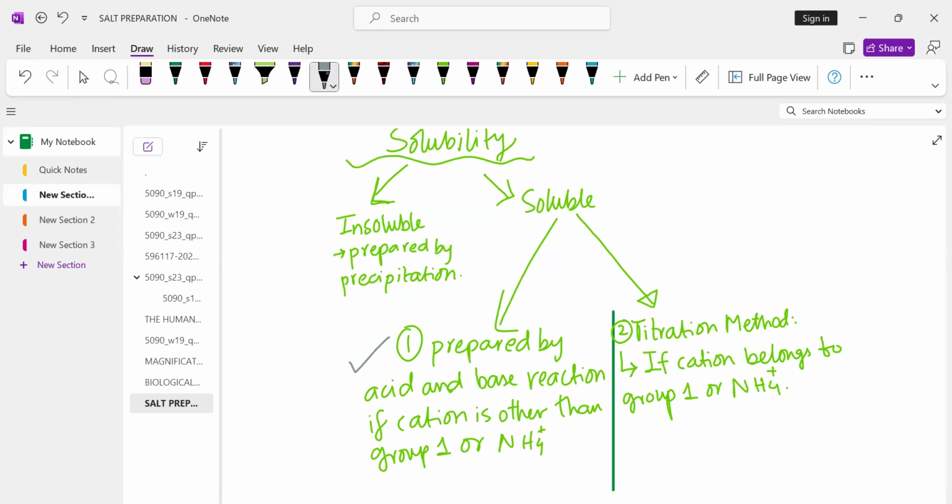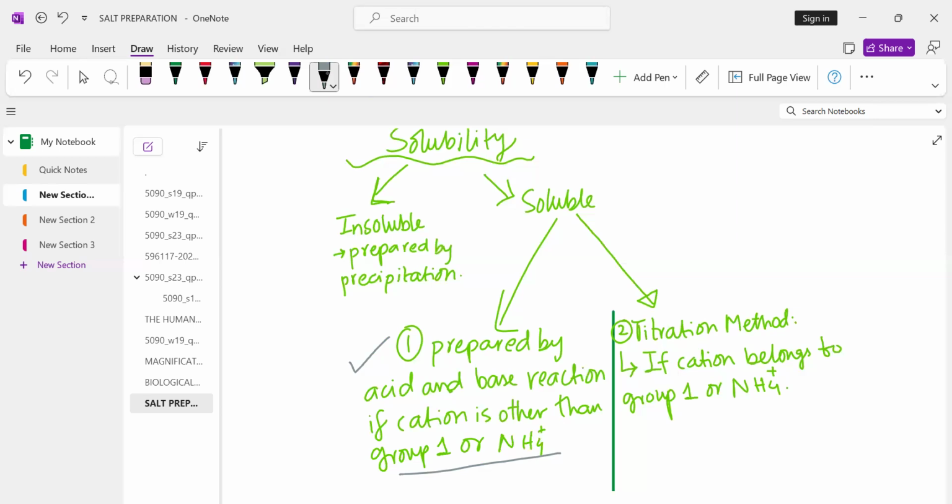If the cation is other than group 1 and NH4, this is the one condition. For example, you are given any question that has a compound. Firstly, you need to see if the cation is from group 1 or is NH4, so you will go towards the titration method. But if it isn't from group 1 or NH4, you will do the acid base reaction method for preparation of the salt of that compound.